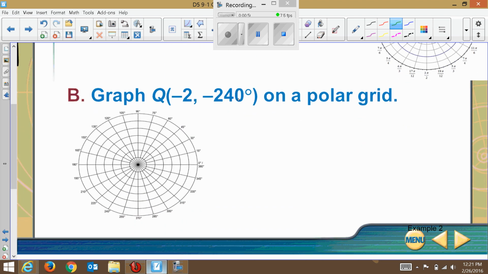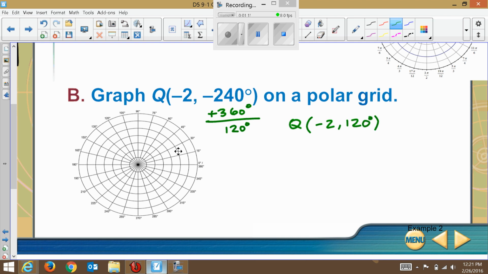This one. Now, I don't like working in negative degrees, so what I'm going to do is add 360, which is just one full circle, and what that gives me is positive 120. So I know that Q is the same thing as negative 2, 120.